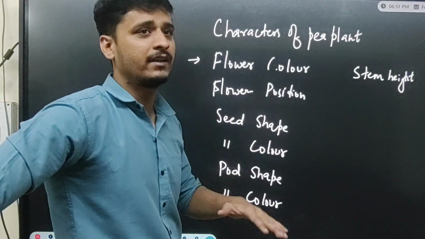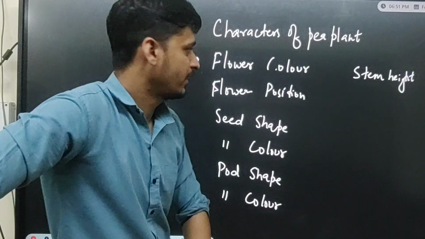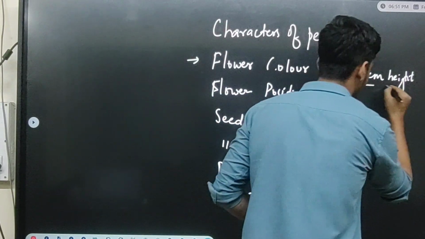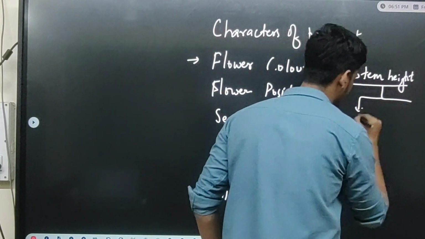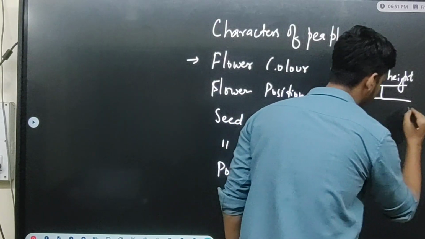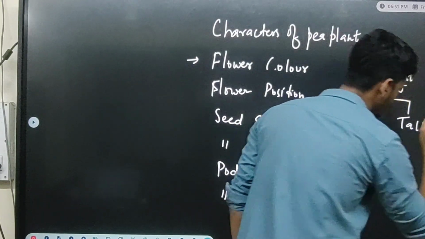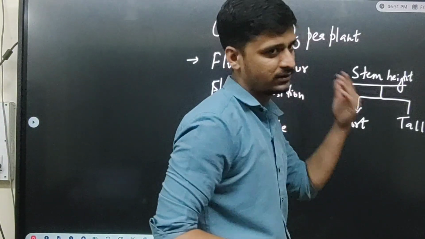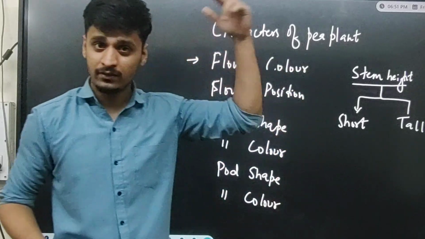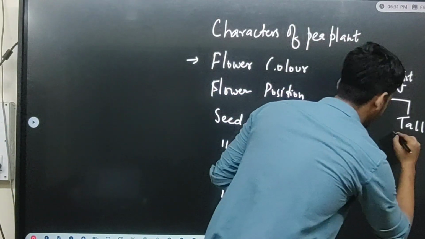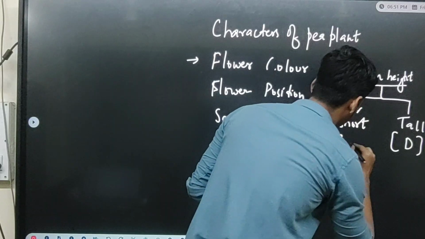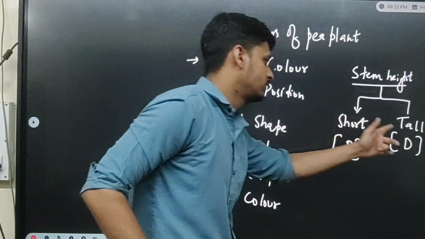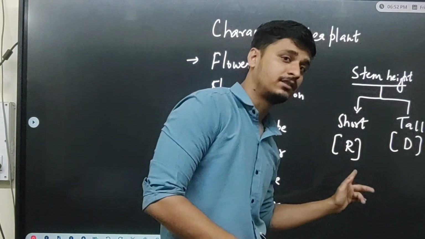So you all know every character has different types of features, right? So for example, stem height. Stem height can be short or tall. So these two are the features of stem height, right? Similarly in humans, humans can be tall or short. Tall is the dominant character, and short is the recessive character. In every condition, tall is dominant and short is recessive, right?